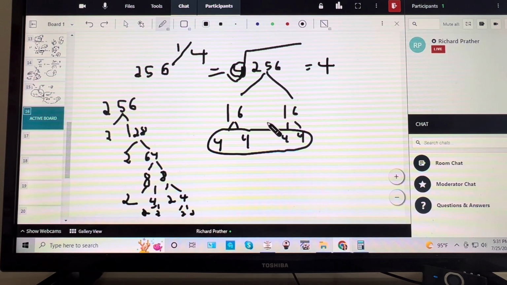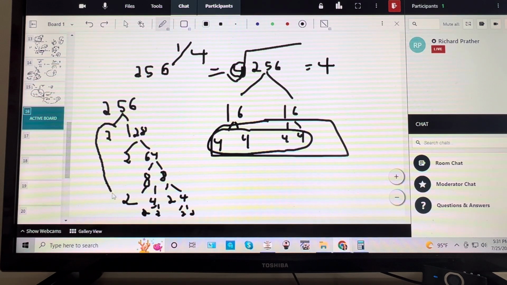So I did it in a quicker way, but the good news is you don't have to. You can do it the slow, methodical way if you have to. Every time you have 4 of the same number, you bring one of those to the outside in a 4th root. So 1, 2, 3, 4 2s right there. That brings a 2 to the outside. 1, 2, 3, 4 2s brings another 2 to the outside.